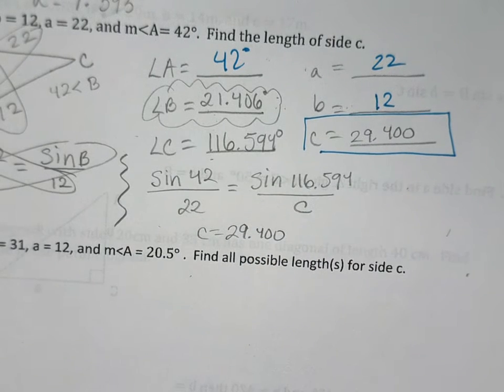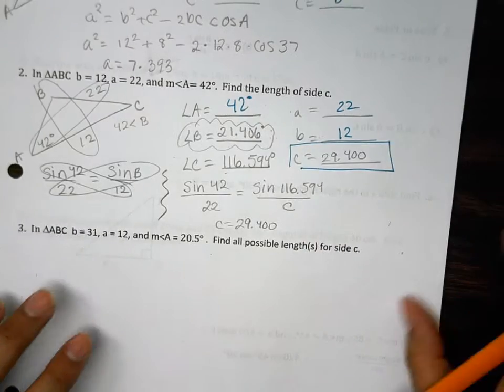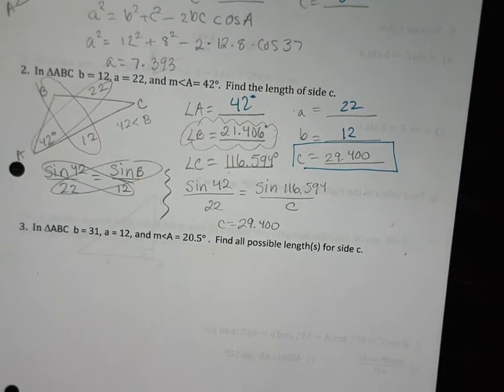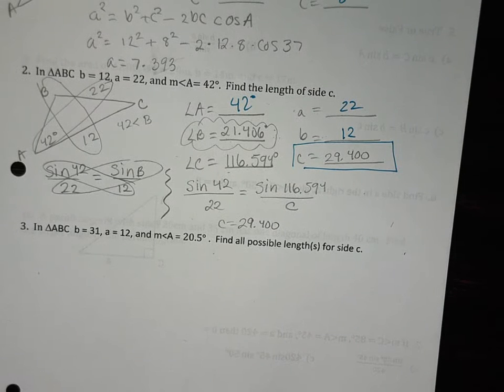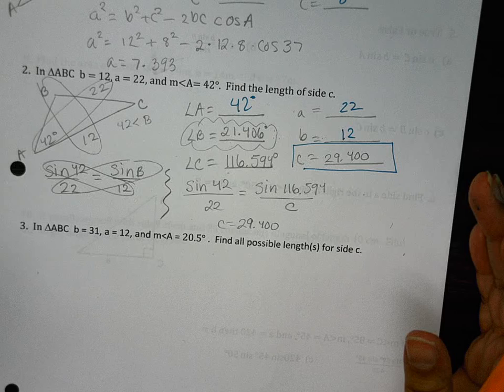29.400. I had a few kids put 29.399. I gave you credit on the quiz. I will not give you credit on the test. Okay, questions. Now, am I done with the problem?